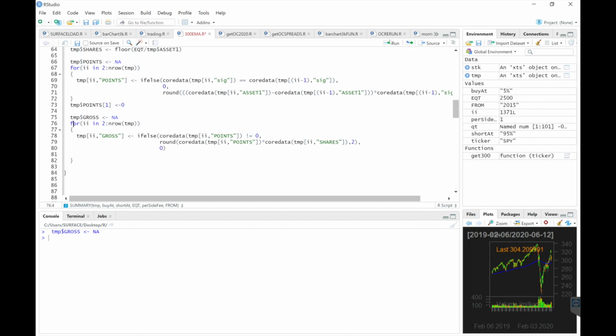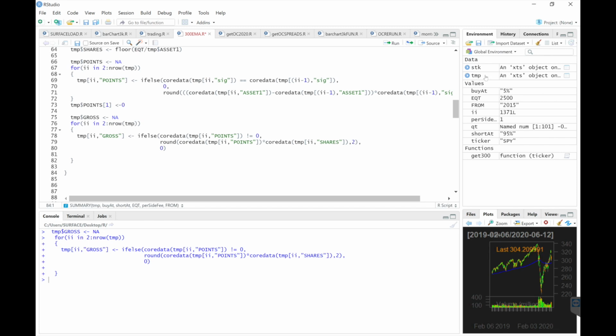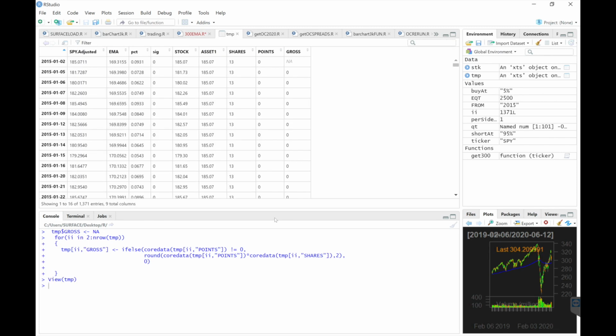Alright, so we'll run this. Take a look at our temp. I'm going to set this equal to 0.